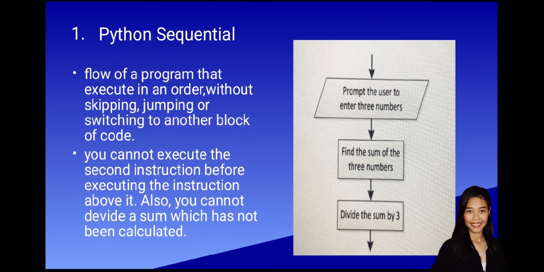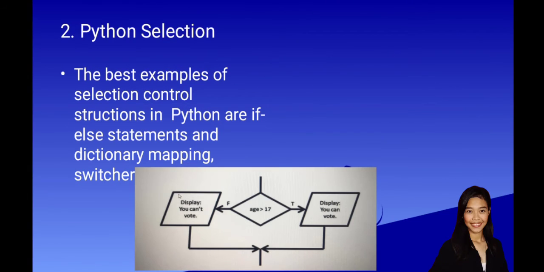Next, second, Python selection. So what is Python selection? The best example of selection control structures or instructions in Python are if-else statement and dictionary mapping switchers.